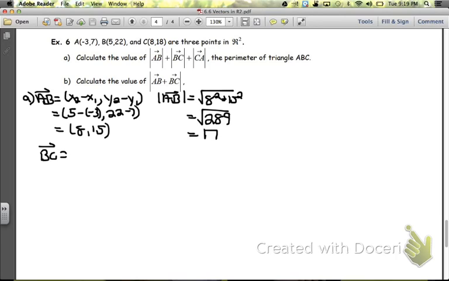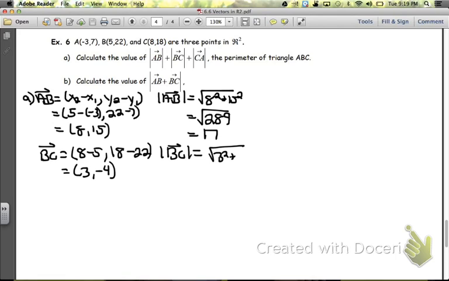Now let's look at BC. So we know we need to take our second x value, our C value, 8, minus our B value, our xB value, which is 5. Then our C, 18, minus 22. And we will get (3, -4). So now find the magnitude of BC. So we get the square root of 3 squared plus negative 4 squared. So 9 plus 16, the square root of 25, which is just equal to 5.